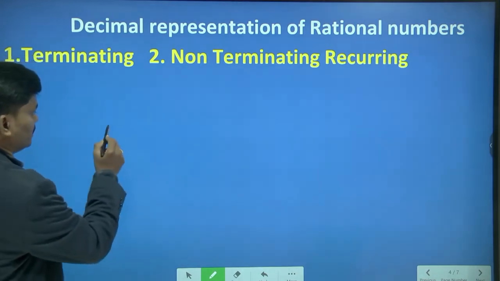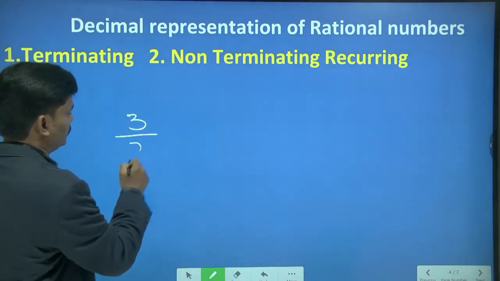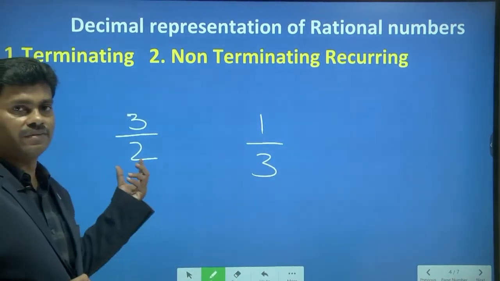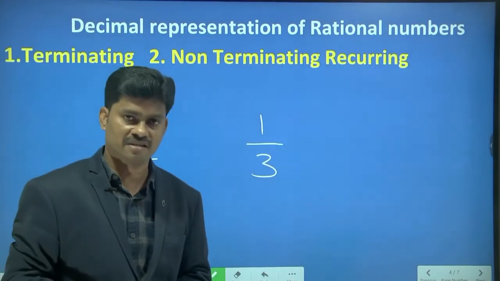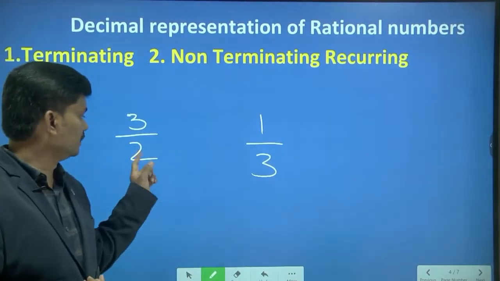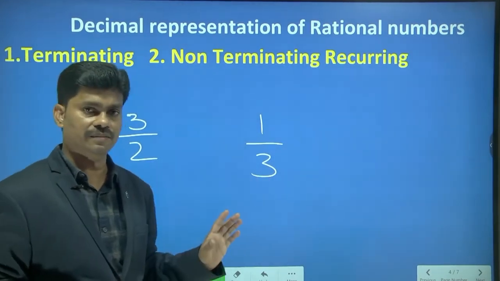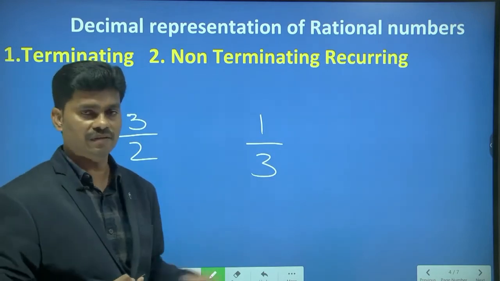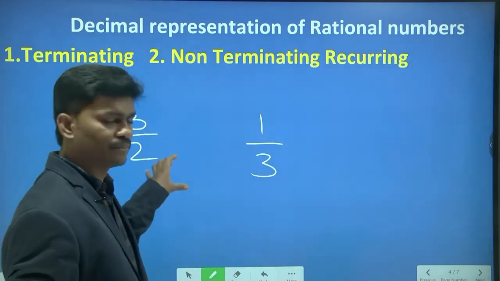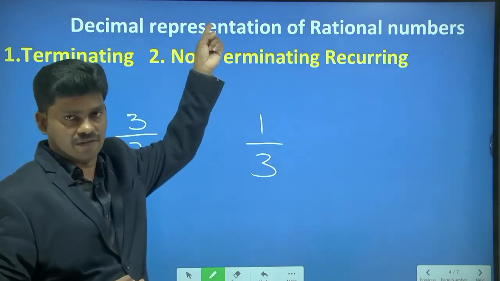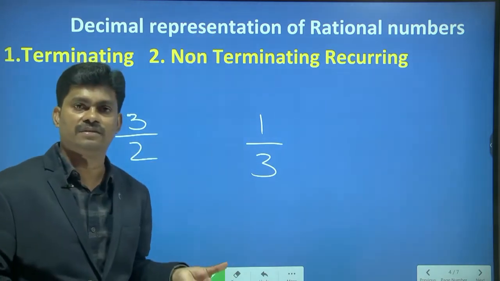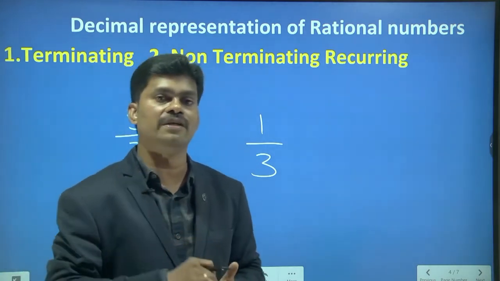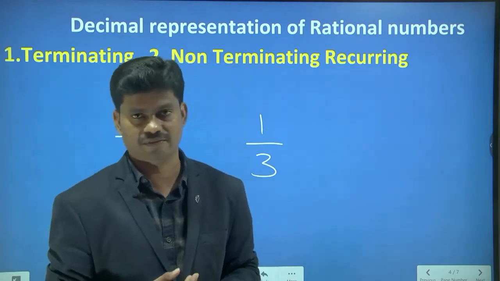So suppose I take 3 by 2 and 1 by 3. Both are rational numbers because the denominators 2 and 3 are not 0, and 3, 2, 1, 3 are integers, right? So these are rational numbers. So the rational numbers can be expressed in decimal forms. So what kind of decimal forms are said to be rational numbers? This is our question.